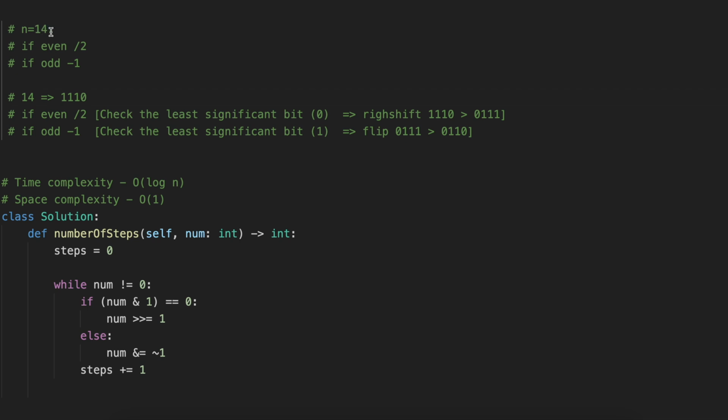Today we have a problem where we are given an integer n. For example, in this case, n is equal to 14. What we need to do is, if it's even, we divide it by 2. If it's odd, we subtract 1. And we do that until n is equal to 0.